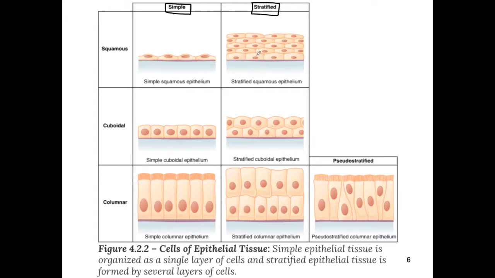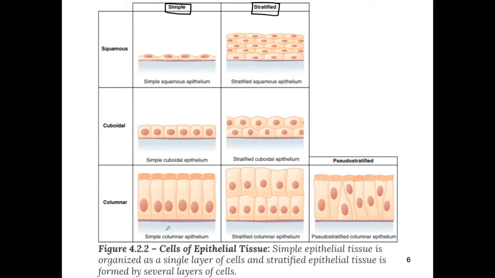Here, these are flat, irregular, compressed-looking cells. They're close together, but they're multiple layers, so we call it stratified squamous epithelium. Here, we have the cubes, and they're more than one cell layer, so we call it stratified cuboidal epithelium. And then the last one, these are tall columns, so stratified columnar epithelium.